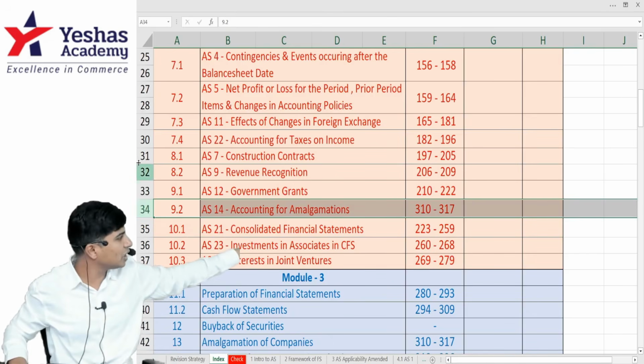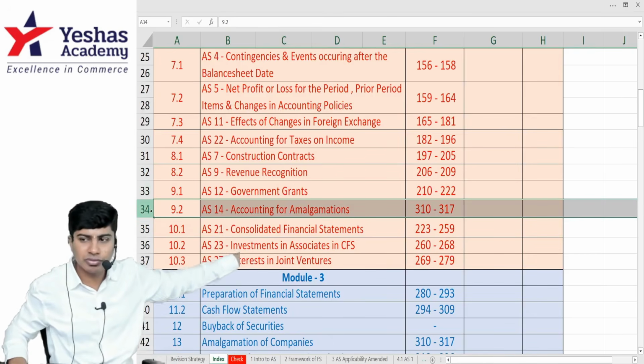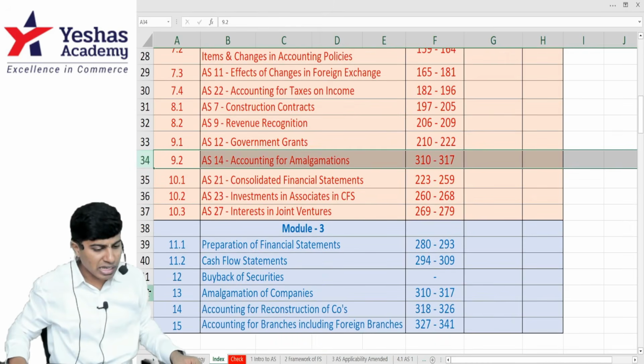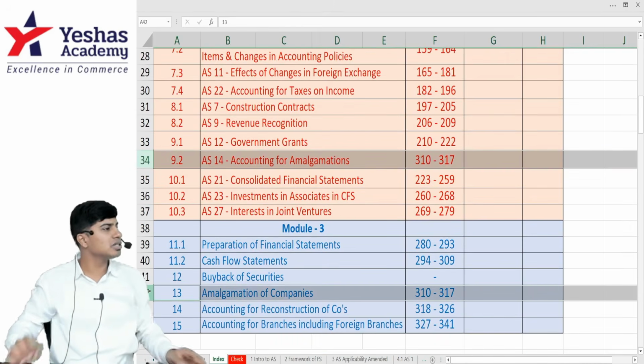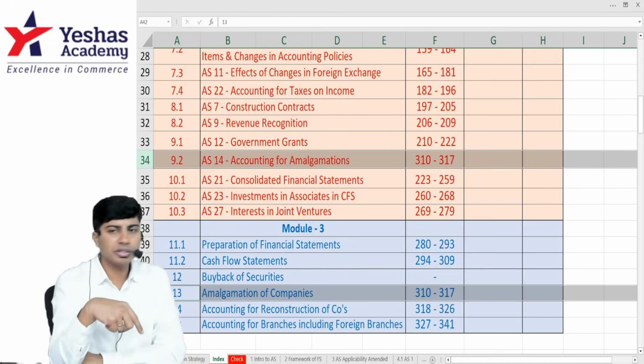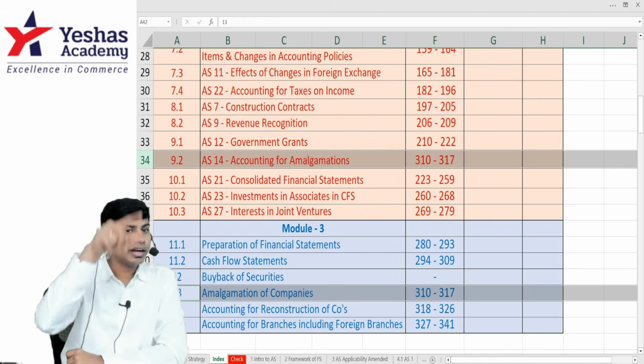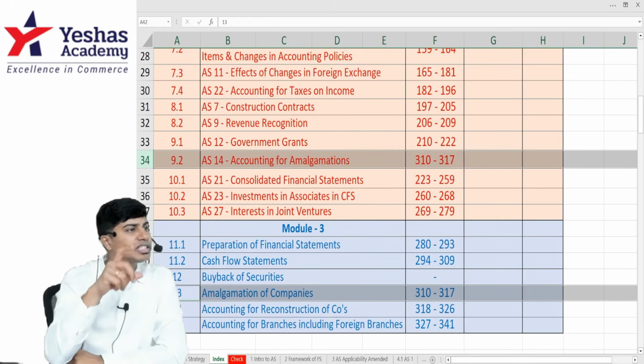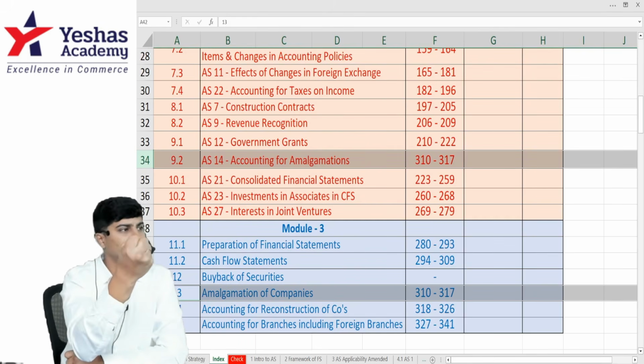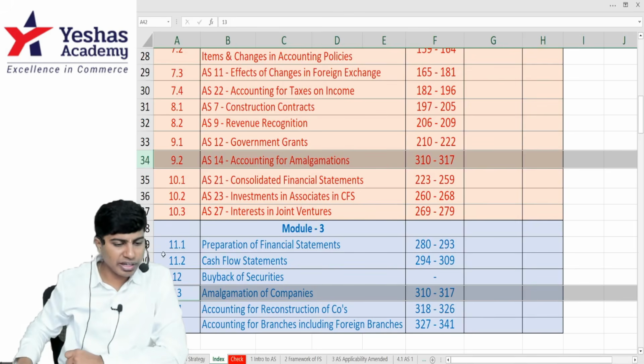This Accounting Standard 14 Amalgamation 9.2 you see here. If you come a little down, in chapter 13 do you see amalgamation of companies? Both are connected. We'll learn them together. Previously, I told you for cash flow statement, and now I'm telling it for amalgamation. We learn these topics together. Are you getting it? Then we'll go to the next one.